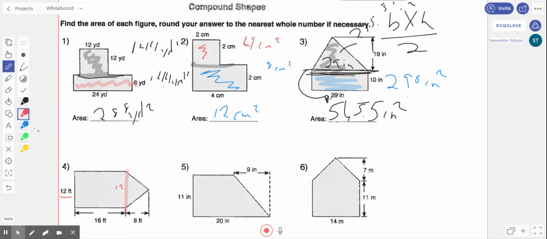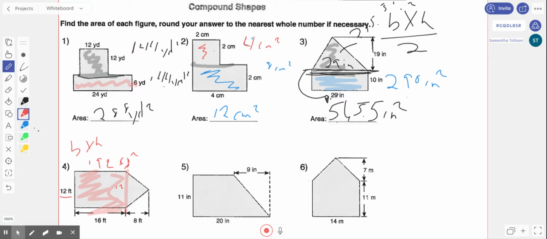The area of a rectangle is my base times my height. So we're going to go ahead and work with that inside here first. So the base times my height, which is going to be my 12 multiplied by my 16. 12 times 16, I get 192 feet squared.